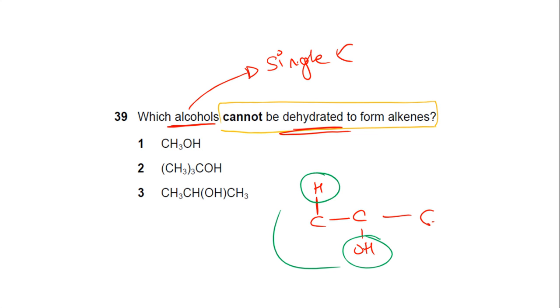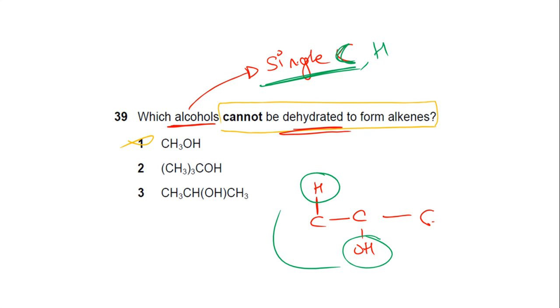Okay, so you need an adjacent carbon with a hydrogen attached to it as well. So looking at statement 1, we have CH3OH. It's methanol. Is there any other carbon? No. So statement 1 is wrong.